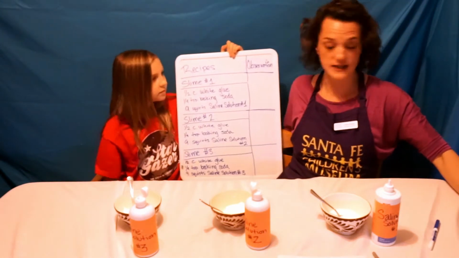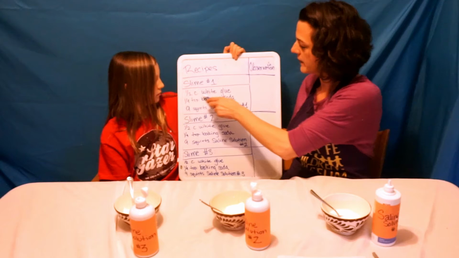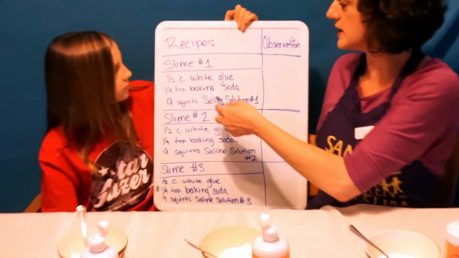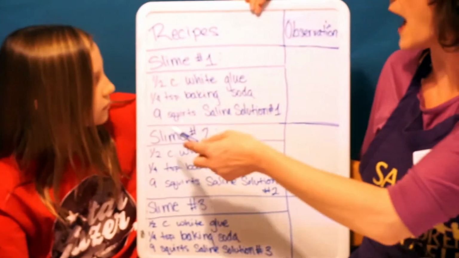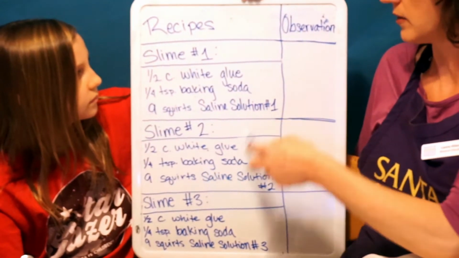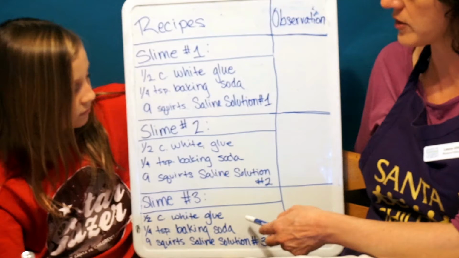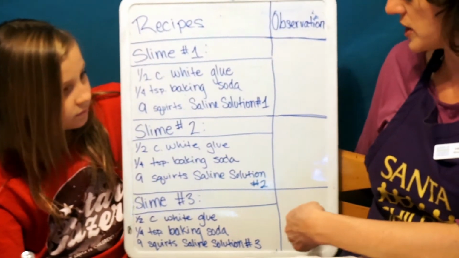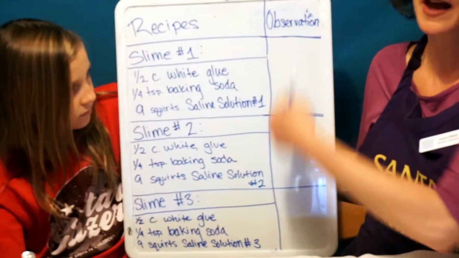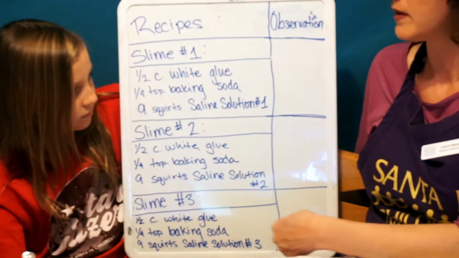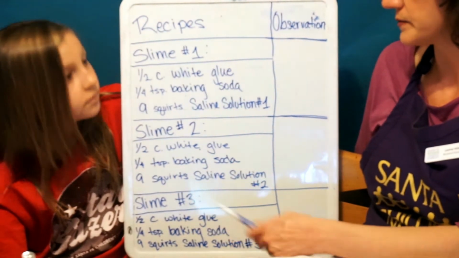So it's really important when you're doing your science experiment that you write everything down. So use the same recipe, half a cup of white glue, a 1/4 teaspoon of baking soda, and 9 squirts of saline solution. We did try going all the way to 12 squirts of saline solution for trial number 3. We're just gonna document in the notes because the other 2 obviously make great slime, so our experiment stopped there.